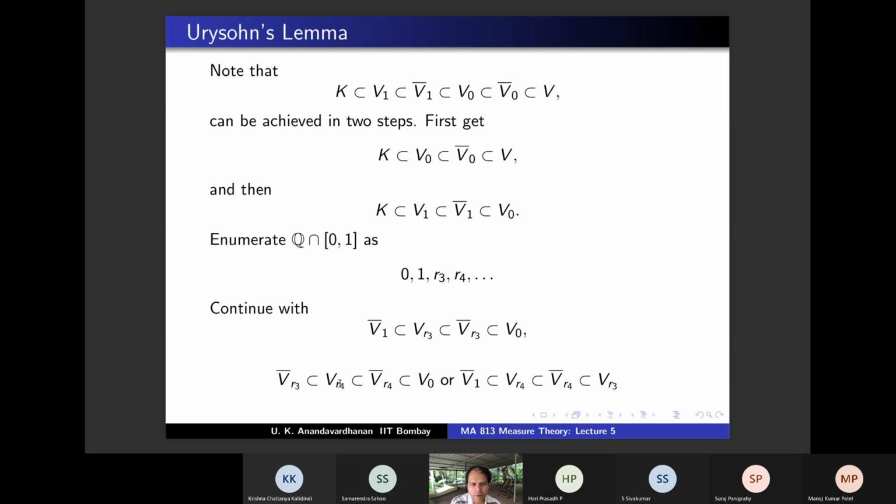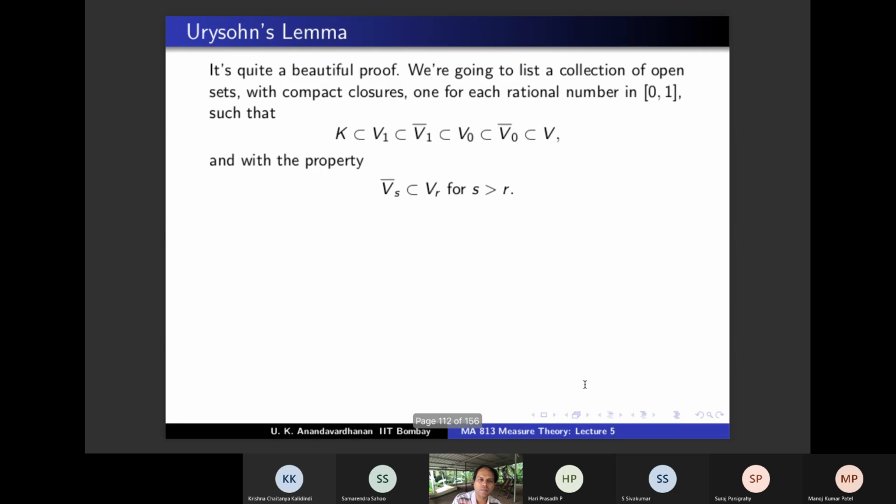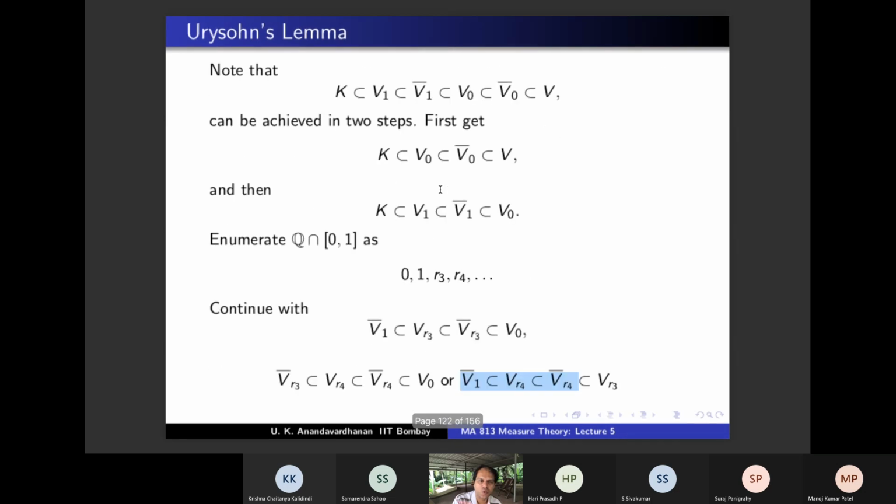Can you tell me when will I choose like this and when will I choose like this? Because what we finally want is this: when S is bigger than R, you want Vs bar to be contained in VR. So you check whether R3 is bigger than R4 or R4 is bigger than R3. One of the two is true, no? If R3 is bigger than R4, you choose VR4 between VR3 bar contained in V0. If on the other hand R4 is bigger than R3, you choose R4 between this.